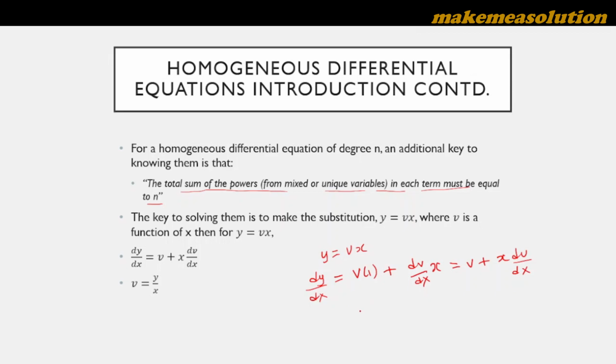Since y is equal to vx, v can be made the subject of the formula, so that anytime we see v, we can replace it with y over x. These are the principal substitutions we have to make in order to solve our homogeneous differential equation. There are stages where we make these substitutions. The first two, 1 and 2, you make at the beginning of your solution. Then this one, you make at the end of your solution. We are going to see an example.